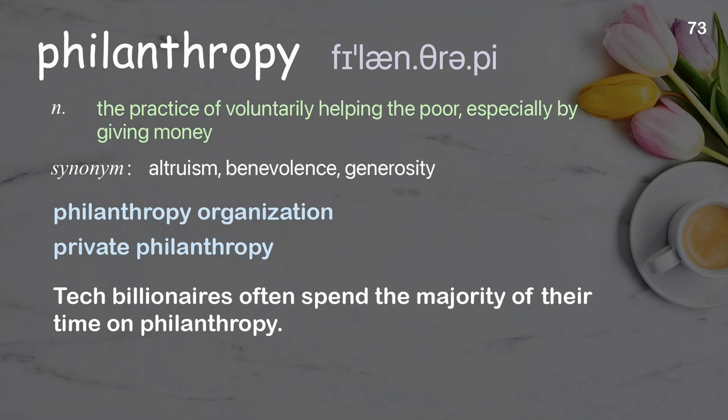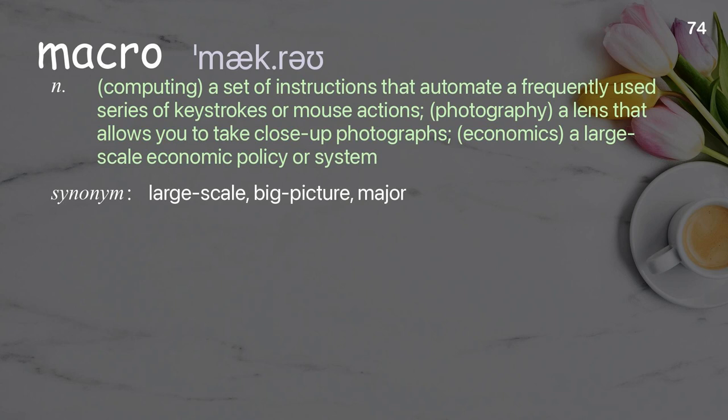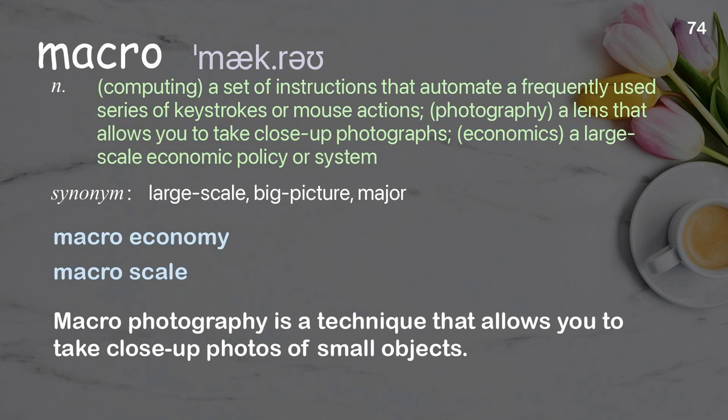Macro. Computing, a set of instructions that automate a frequently used series of keystrokes or mouse actions. Photography, a lens that allows you to take close-up photographs. Economics, a large-scale economic policy or system. Examples. Macroeconomy. Macroscale. Macrophotography is a technique that allows you to take close-up photos of small objects.